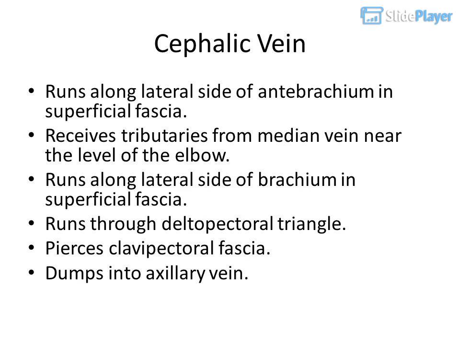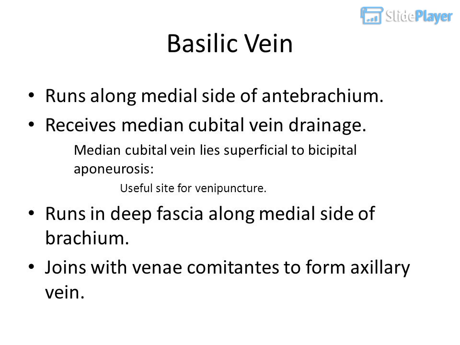Cephalic vein. It runs along the lateral side of the antebrachium in the superficial fascia and receives tributaries from the median vein near the level of the elbow. It runs along the lateral side of the brachium in the superficial fascia, through the deltopectoral triangle, pierces the clavipectoral fascia, and drains into the axillary vein. Basilic vein runs along the medial side of the antebrachium.